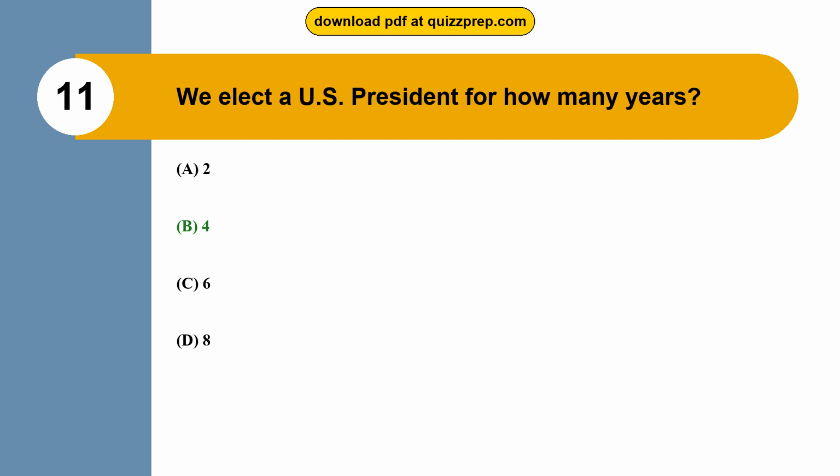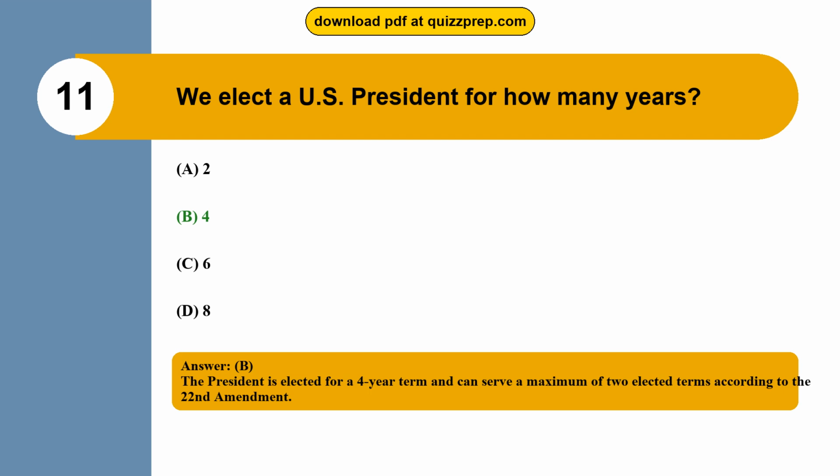4. The president is elected for a 4-year term and can serve a maximum of 2 elected terms according to the 22nd Amendment.